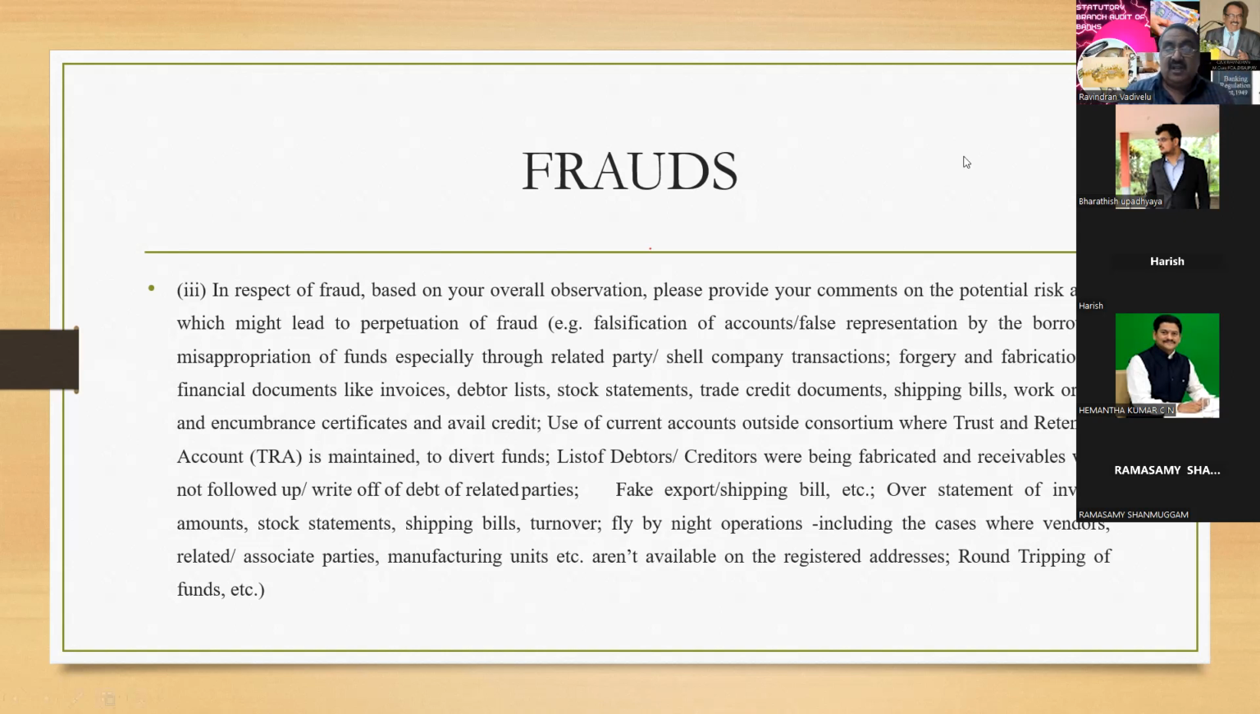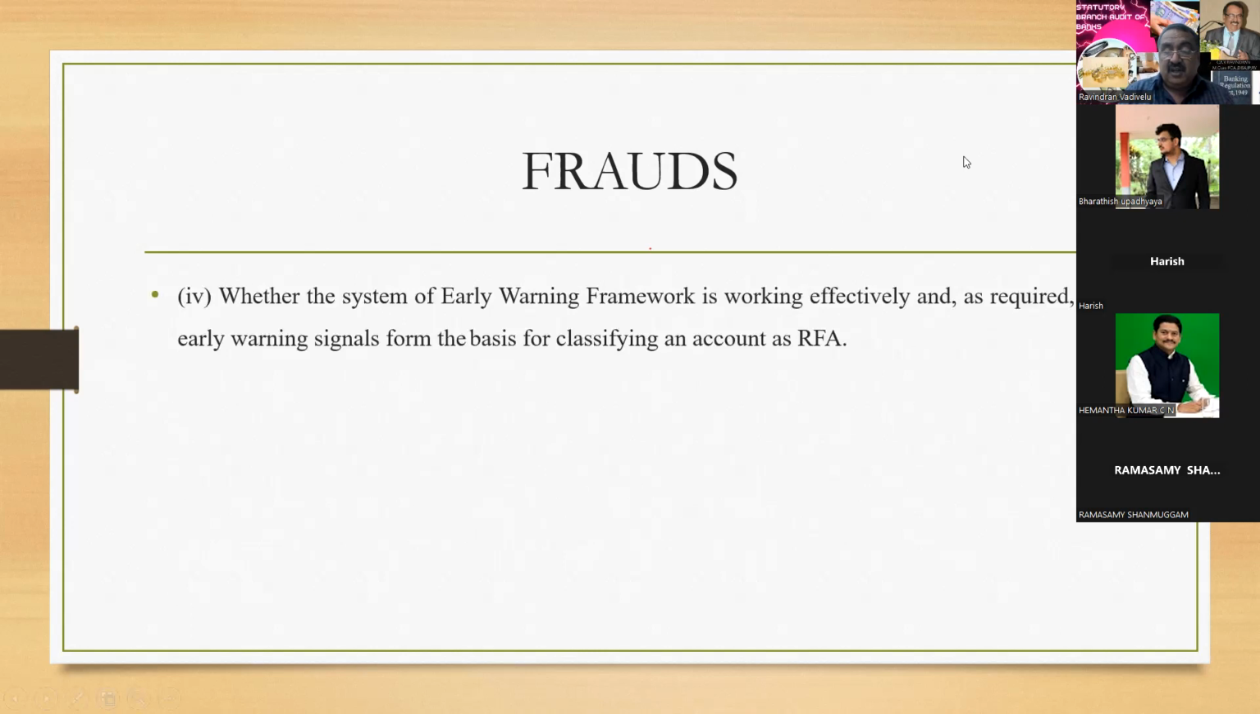Here I want to tell another important definition. I will complete this fourth point and then tell the definition of fraud. Whether the system of early warning framework is working properly, and whether early warning signals are the basis for classifying an account as a red flag account. We have seen what a red flag account is, that is early warning signal or a raid conducted by the tax authorities. And if that is so, you have to conduct the forensic audit. So as per the RBI definition, I want to tell one thing.